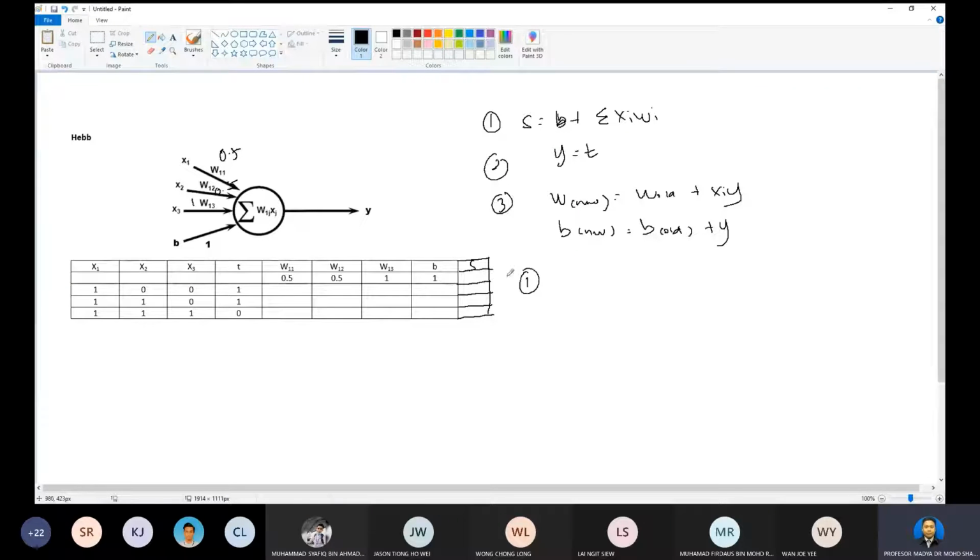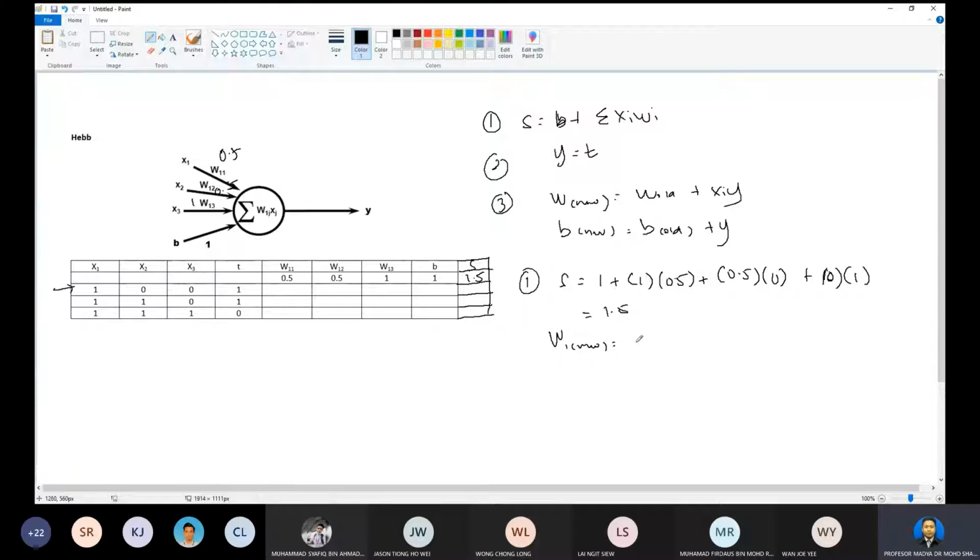For the first iteration, S: the bias is 1, x1 is 1 with weight 0.5, plus x2 with weight 0.5, and the input x3 is 0, but the weight is 1. So S equals 1.5. And then you have to calculate the new weight, weight 1 new.